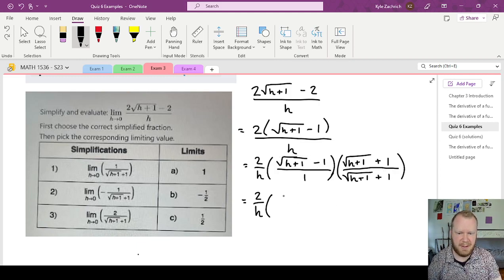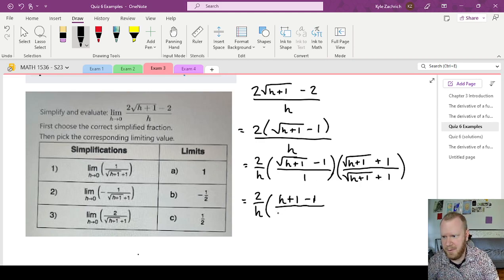So what that looks like is h plus 1, right? Square root of h plus 1 times square root of h plus 1 is just h plus 1, minus 1. And that's going to be divided by 1 times this term we came up with, which is square root of h plus 1 plus 1.